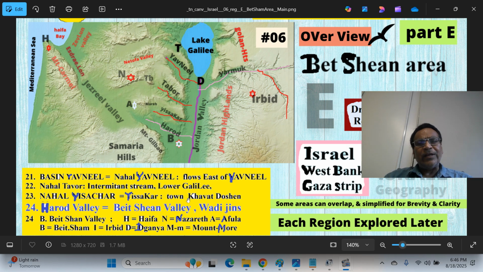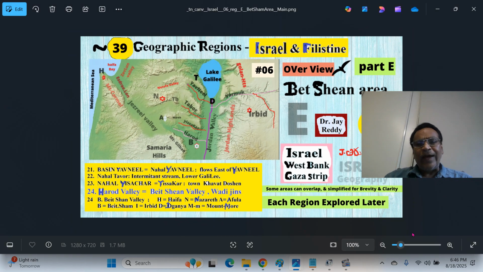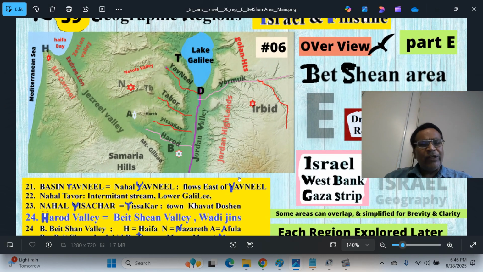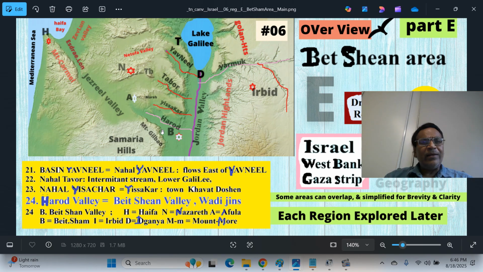It goes next to the town of Kevat, the urban center of Doshen. These are the Moreh Mountains, which are different from the Meron Mountains in the Upper Galilee. This is Kevat Doshen and this is the Issachar. Further south is the river Nahal called Harod River, also sometimes called Beit Shean Valley, also called the Valley of Springs. Harod is a small part of the Beit Shean Valley.